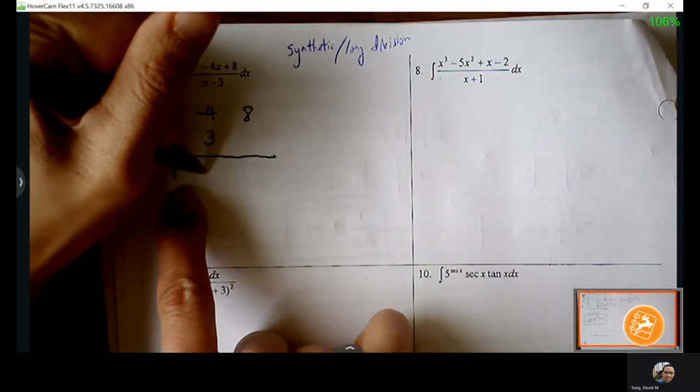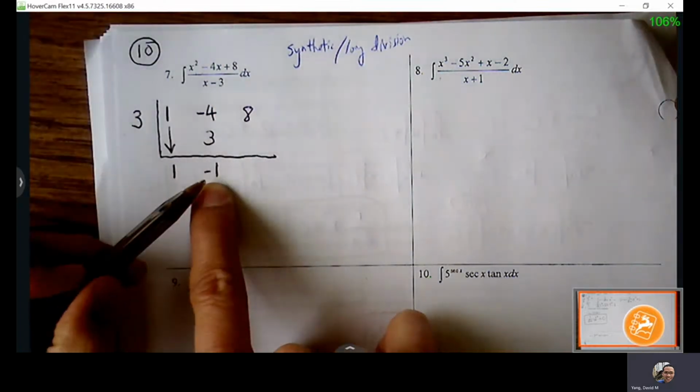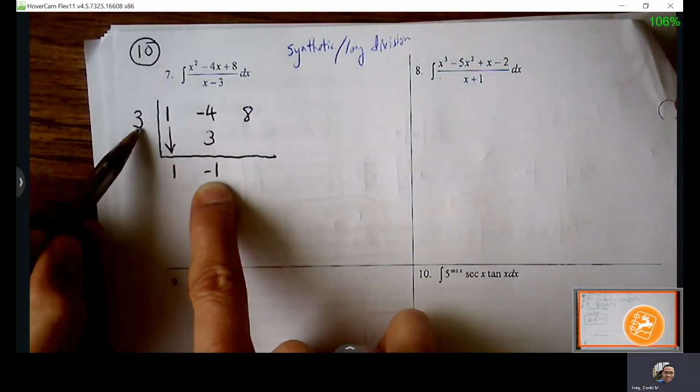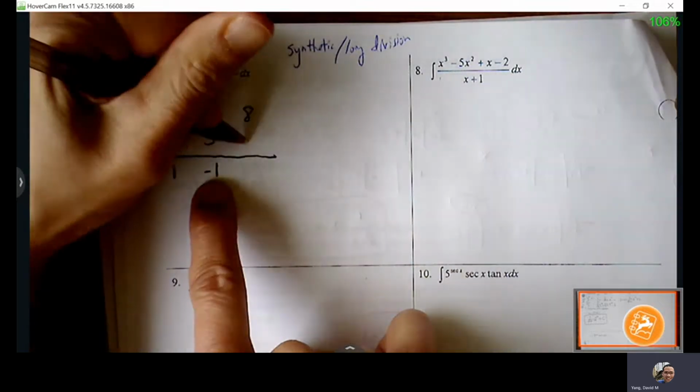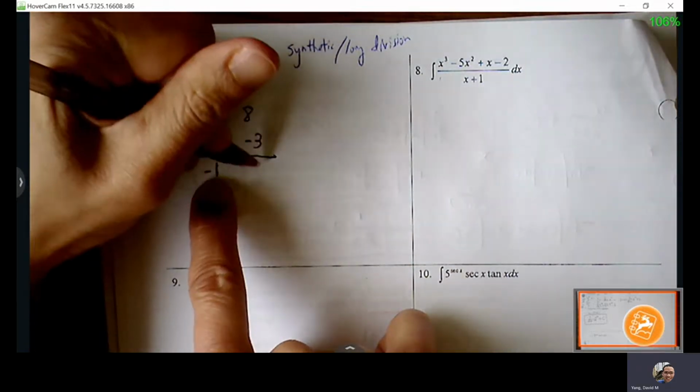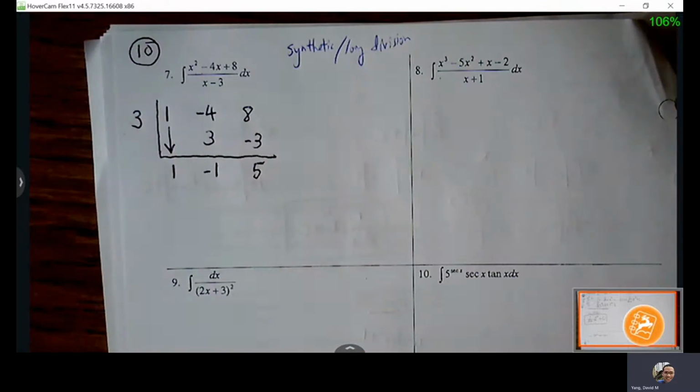Add. Negative 4 plus 3 is negative 1. Multiply again. 3 times negative 1 is negative 3. Add. And we get 5.